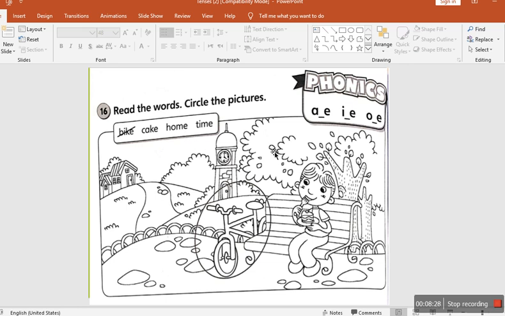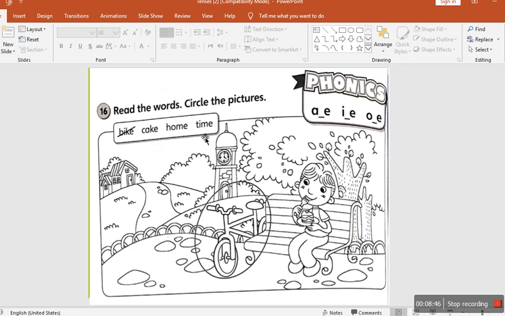Home. You know home. Where is home? Can you find home? If you move to the left here at the top, you'll find home. So you're going to draw a circle here around the picture of home.